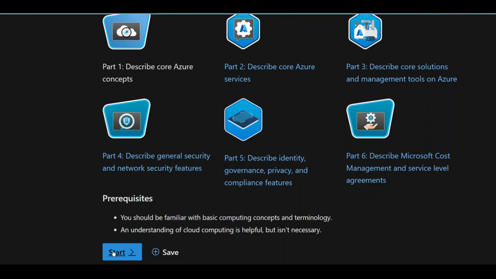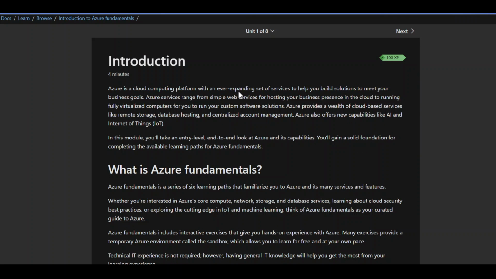So, that's the introduction. Azure is a cloud computing platform with an ever-expanding set of services to help you build solutions to meet your business goals. As computers. Kaya natin.